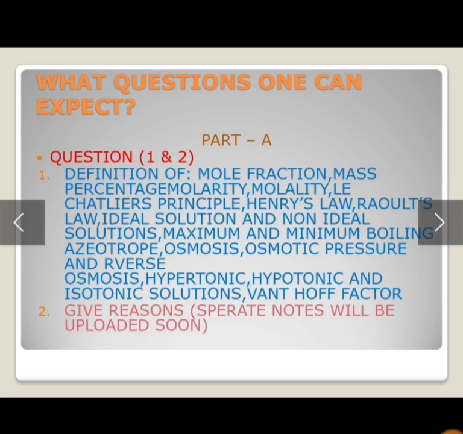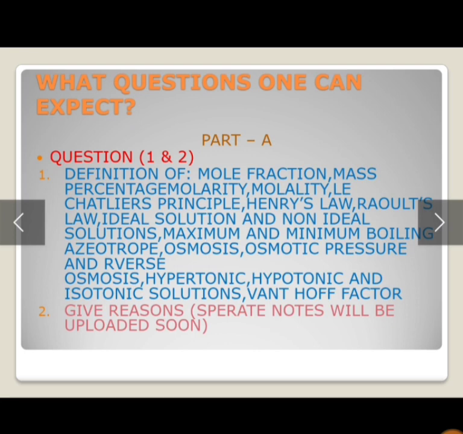This is the most important thing. You need to know the examples for each one. Sometimes you get confused in this one. Then comes osmosis, osmotic pressure, reverse osmosis, hypertonic solution, isotonic solution. On these 6 terms, they generally ask give reasons. So you need to know what would be the effects when it would be isotonic, hypotonic. You have few examples given in NCERT textbook. So just go through it.